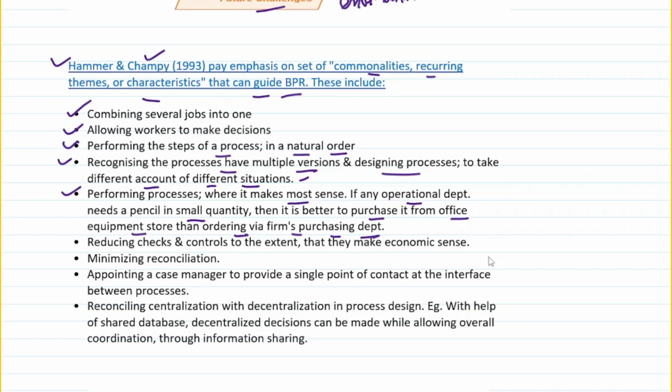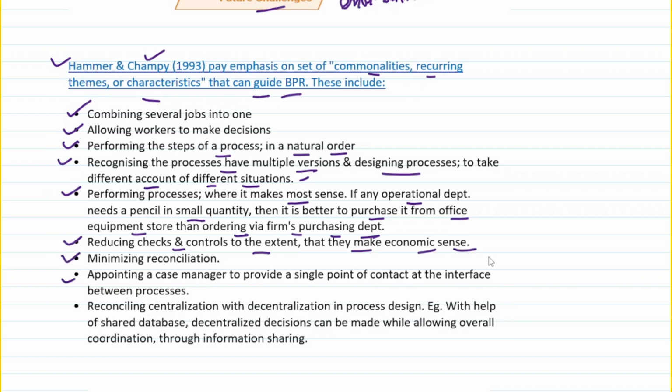It makes more sense. It will save more time for you, and from a manpower point of view and even from an expense point of view, it makes all the more sense. So you should perform processes that make more sense to you. Please remember the example of the pencil, it is easier to recollect. Then reducing checks and controls to the extent that they make economic sense. So you should have checks and controls that make more economic sense. Then you minimize the reconciliation.